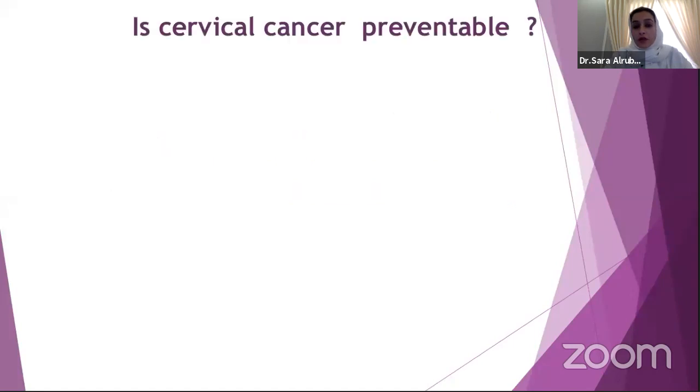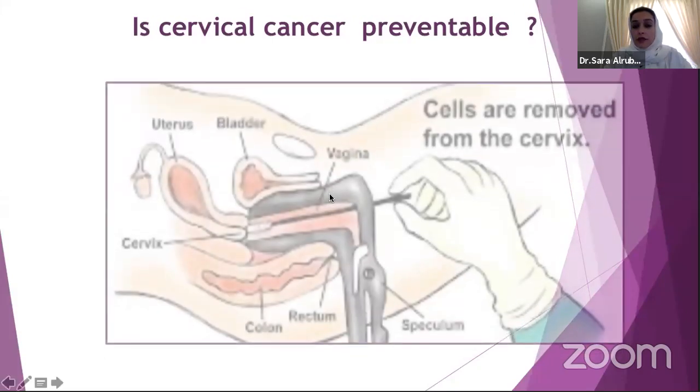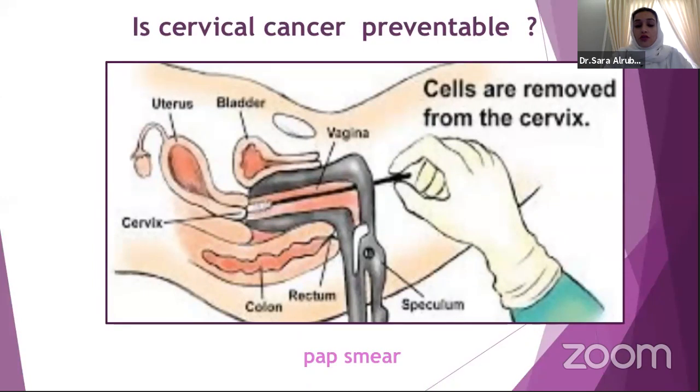Now we come to our question: is cervical cancer a preventable disease? Yes, it's a preventable disease. Just do a pap smear. According to US recommendations, all patients from 21 until 65 years old have to have a pap smear every 3 years. But if she's older than 30 years old and you add HPV testing to your pap smear, you can screen them every 5 years. So it's just a simple test, and you can prevent cervical cancer.